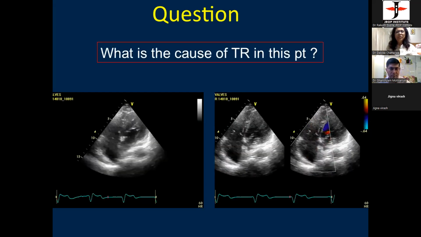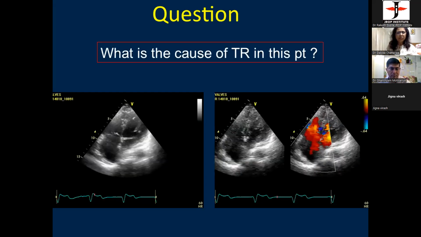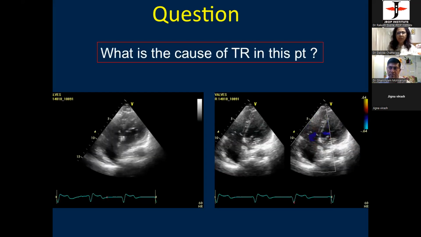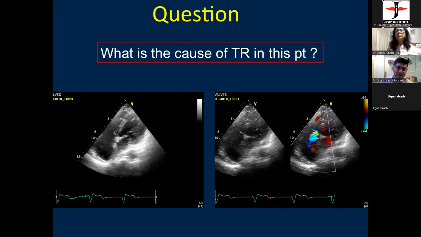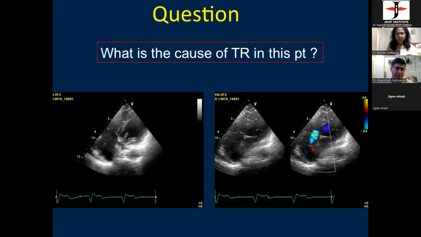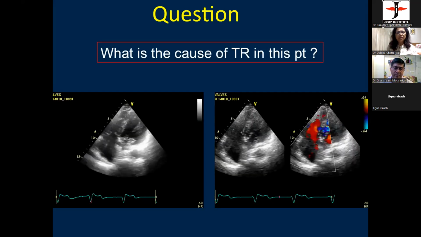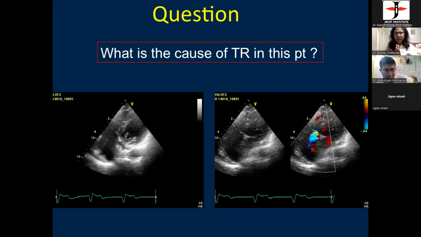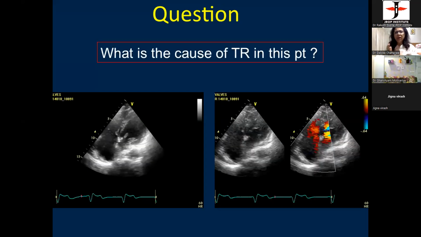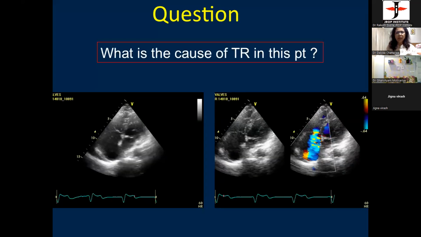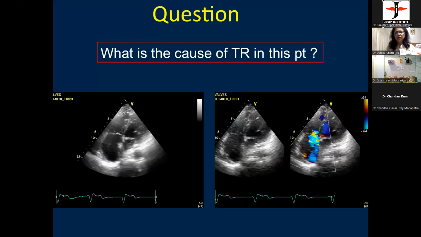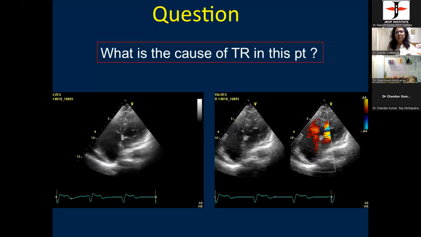What are the causes? 1, 2, 3. Who will answer? Perforation. Say traumatic. Okay, I agree. What type of trauma? During the procedure. Perforation, right? Okay, then next, someone has answered. The lead is sitting in the leaflet, so it's giving a problem in coaptation. And one more cause, if someone can tell, I'll be happy. Madam, if there will be any vegetation, infective endocarditis. Infective endocarditis. Then without infective endocarditis, there is another cause.